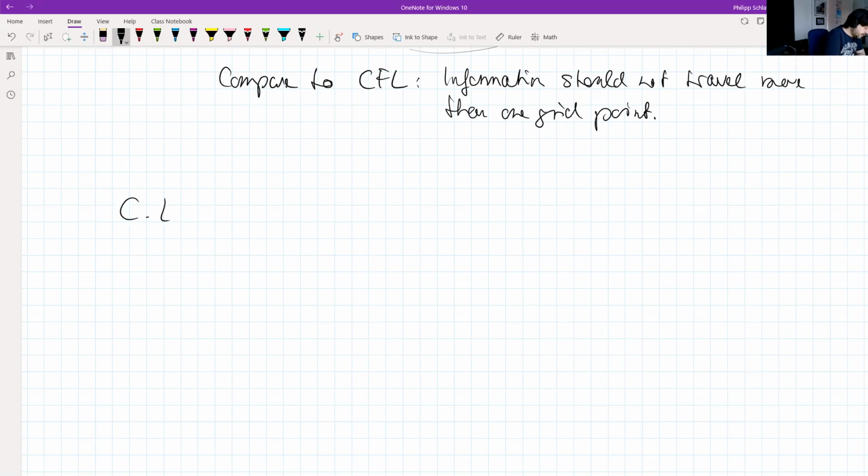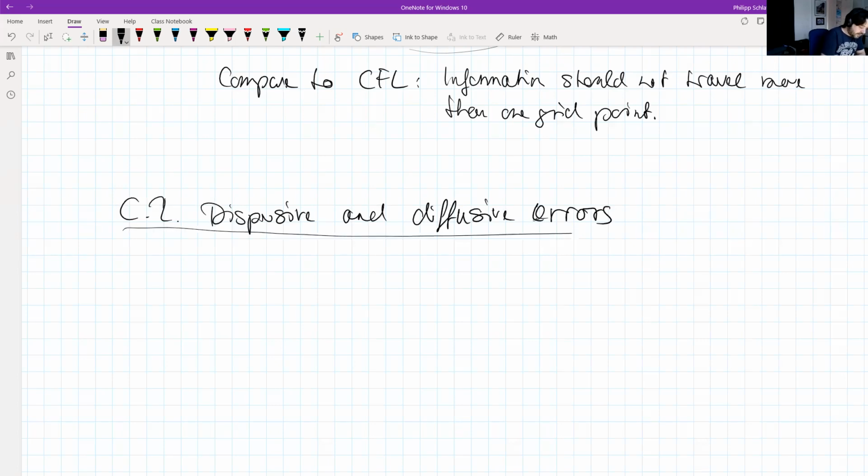So that is chapter C2, and that is dispersive and diffusive errors, as we have seen before, but just with a little bit more detail.